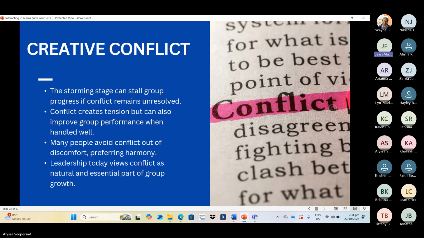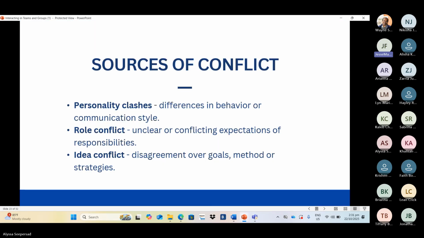Some sources of conflict. There are various reasons why conflict will arise in a group. The most common one would be personality clashes. And we know that each person has their own unique personality and behavioral traits. And sometimes you just simply won't mesh with every person you meet due to these differences. However, the most important thing that you can do is focus on listening to members and understanding them.